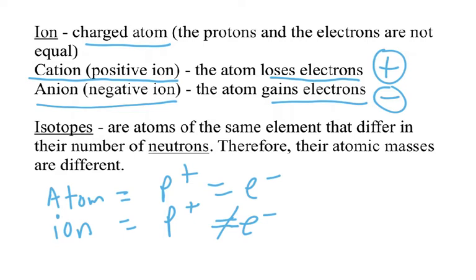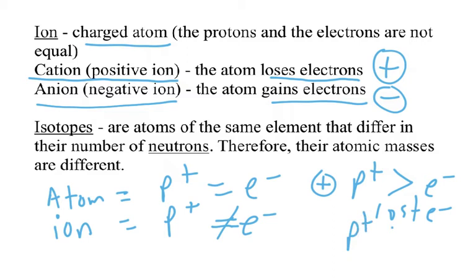Keep in mind that if the proton number is greater than the electron number, it's because you lost electrons. Therefore, you're positive, you're a cation. If the proton number is less than the electron number, it's because you gained electrons. And if you gain electrons, your net charge will be negative because of gaining electrons.